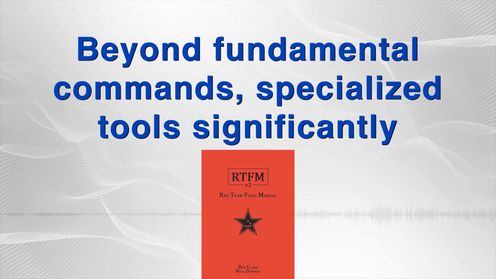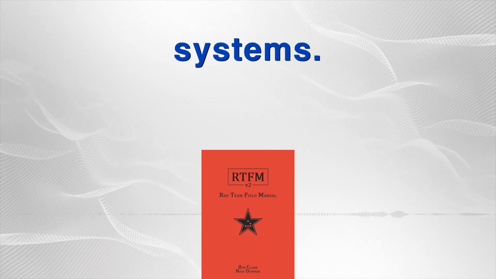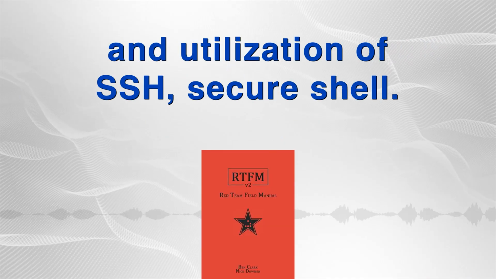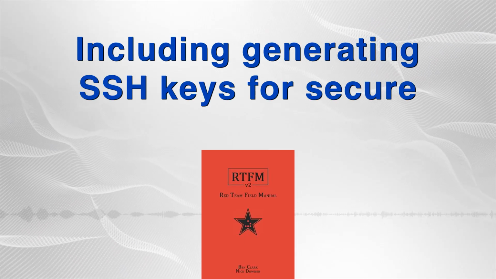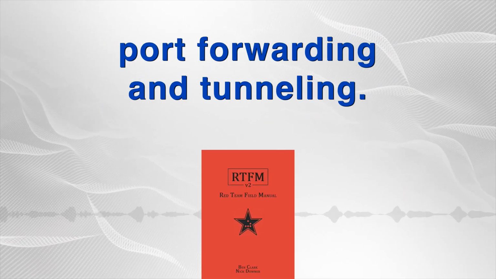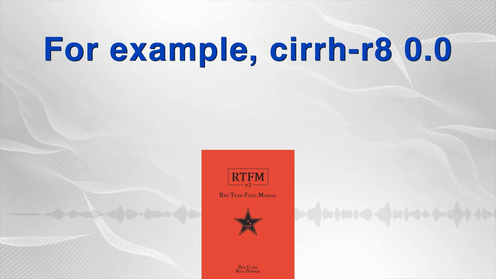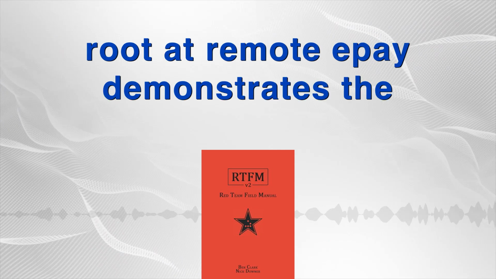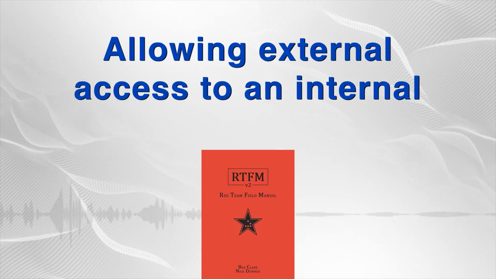Beyond fundamental commands, specialized tools significantly augment capabilities when interacting with Linux systems, offering advanced functionalities for various tasks. This section thoroughly details the setup and utilization of SSH, Secure Shell. SSH is fundamental, including generating SSH keys for secure authentication and configuring advanced features like port forwarding and tunneling. Tunneling through SSH, for example, ssh -R 8080:127.0.0.1:443 root@remote-IP demonstrates the creation of a reverse tunnel, allowing external access to an internal port.